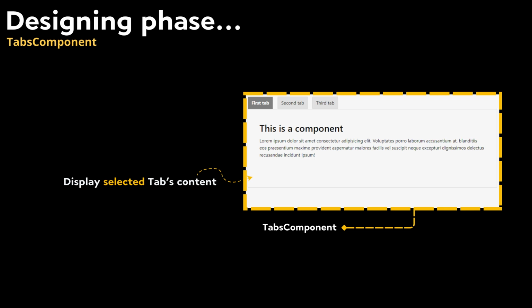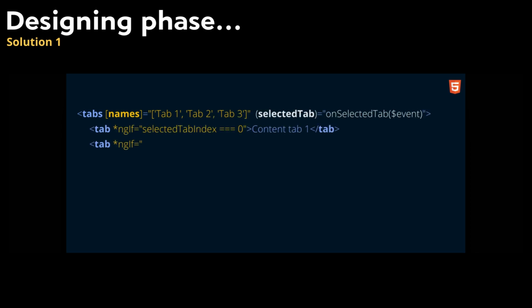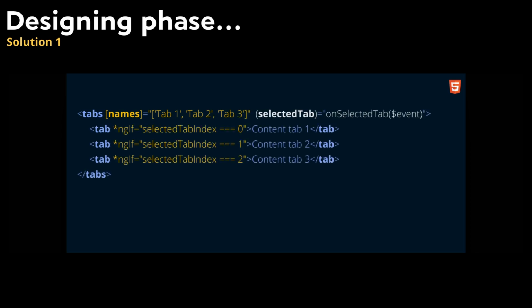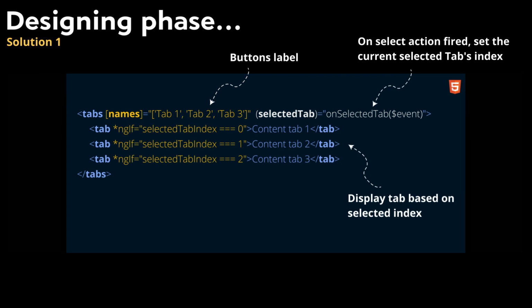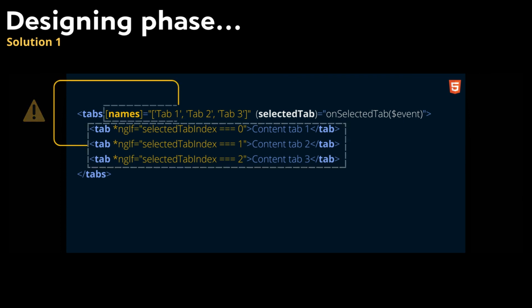A first solution that might come quickly to our mind can be passing an array of names to the tabs component so that it can loop through them and display each tab's button with the right label, and when the selected tab event fires, show the tab of the currently selected index. The problem with this solution is that the array we pass to the tabs names input should be logical and in sync with the number of tabs we projected inside the tabs component. If we make any mistake, it will break the whole thing.